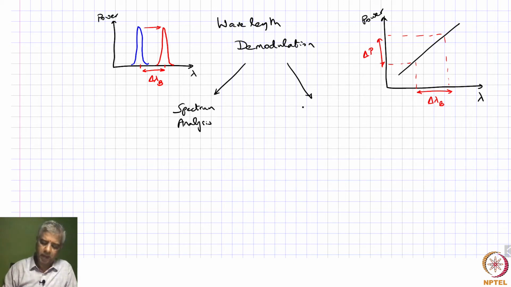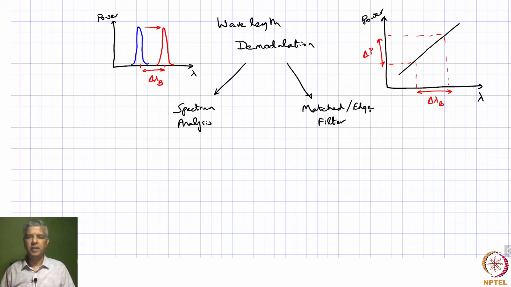what is called a matched filter technique, or match filter, or you can also call it an edge filter technique, which is essentially converting that change in spectrum to a change in power, and then you can pick up that change. Okay. So, what exactly are we talking about? What are the kind of technologies we are talking about?